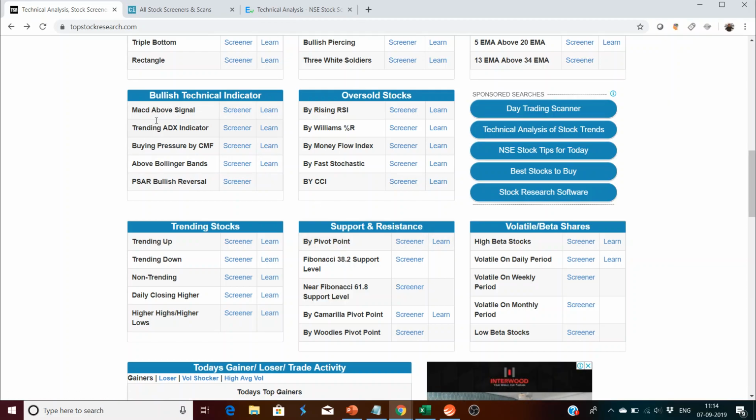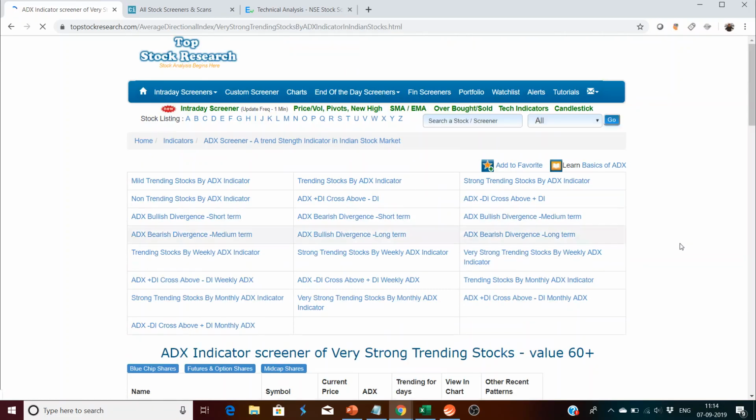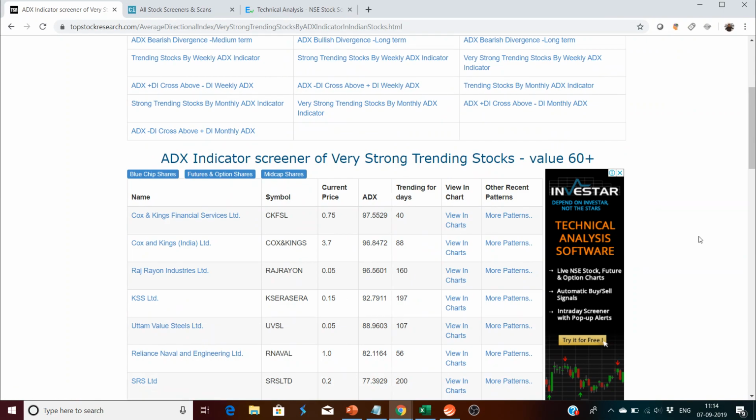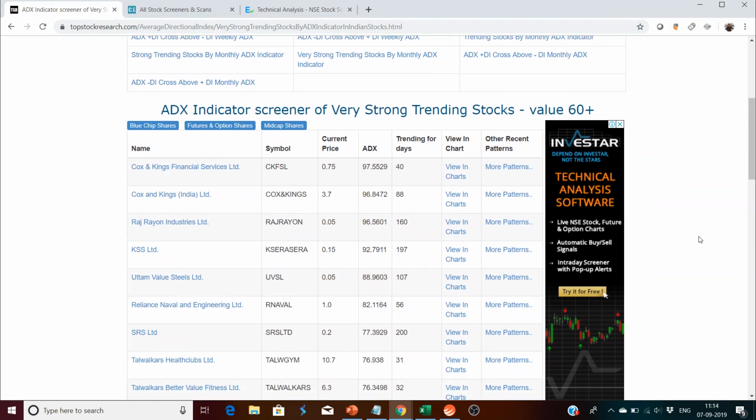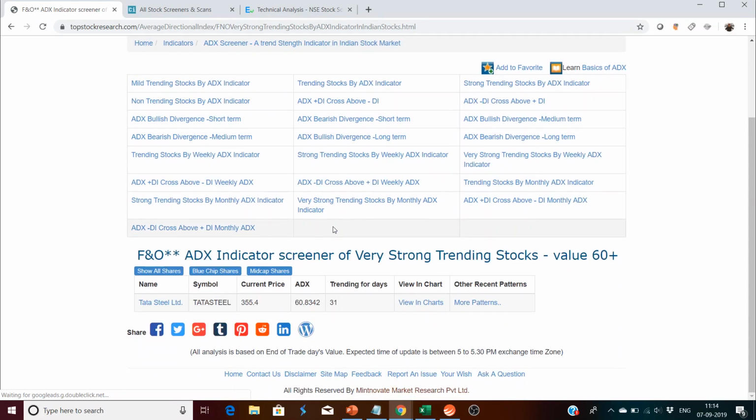ADX indicator is also there. MACD is there. Above Bollinger Bands. Can trending ADX indicator for very strong trending stocks, 60 plus. Which are the stocks, futures and options? You can see Tata Steel is trending above 60.